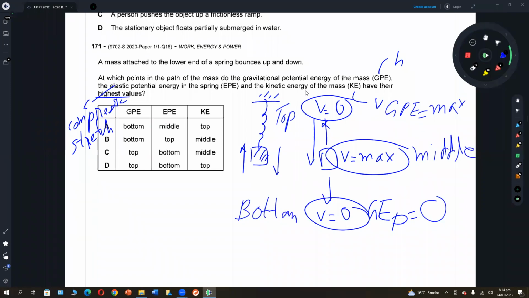I repeat my concept: height is maximum at the top, so gravitational potential would be maximum there. Kinetic energy depends upon velocity, it is maximum at the mean, middle point, so Ek will be maximum. What about elastic potential? It depends upon full stretch or full compression, so it is either the top or the bottom. Mohammad Mumtaz, you are saying C, okay. But let's see what other people say. I have explained the whole question.